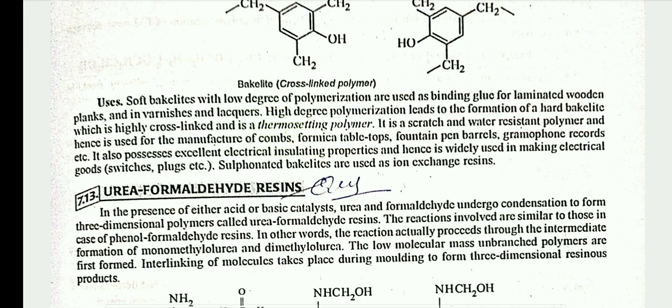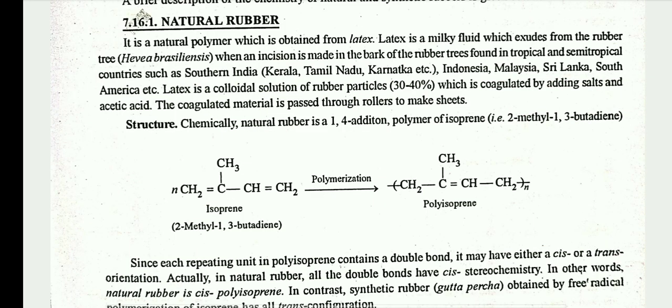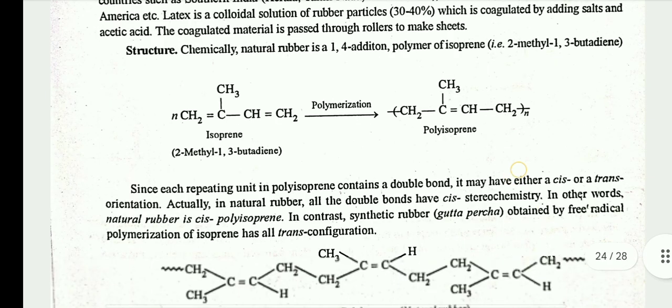Natural rubber. It is a natural polymer which is obtained from latex. Latex is a milky fluid which exudes from the rubber tree when an incision is made in the bark of the rubber tree found in tropical and semi-tropical countries such as southern India, Kerala, Tamil Nadu, Karnataka, Indonesia, Malaysia, Sri Lanka, South America. Latex is a colloidal solution of rubber particles, 30 to 40%, which is coagulated by adding salt and acetic acid. The coagulated material is passed through rollers and made into sheets.